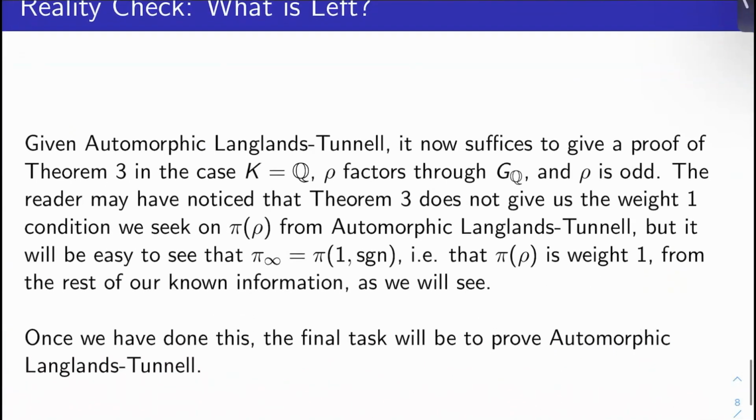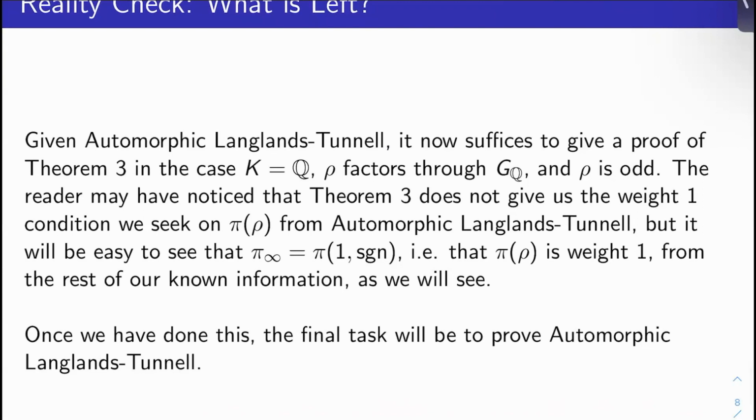What do we have left to do? Well, we haven't proven Langlands tunnel yet. We haven't proven automorphic Langlands tunnel. Okay. Given automorphic Langlands tunnel, though, it now suffices to prove theorem 3 in the case K is Q, rho factors through G sub Q and rho is odd. So we have to do that. We have to prove theorem 3 in a special case.